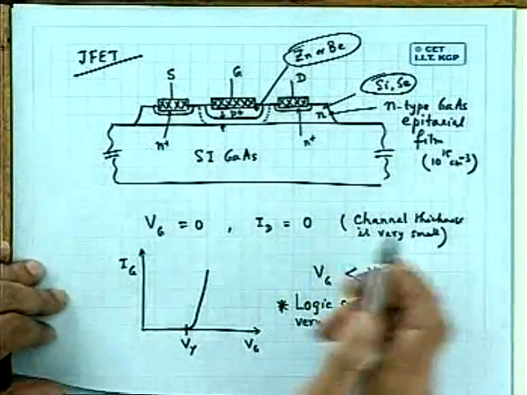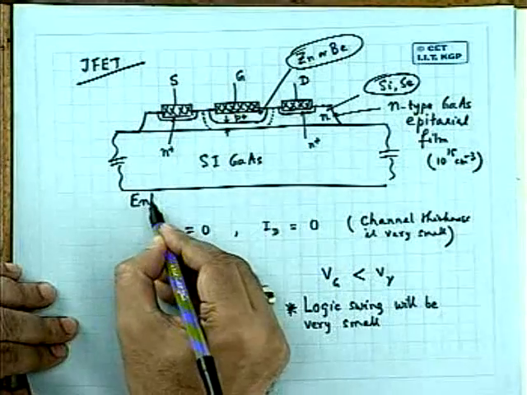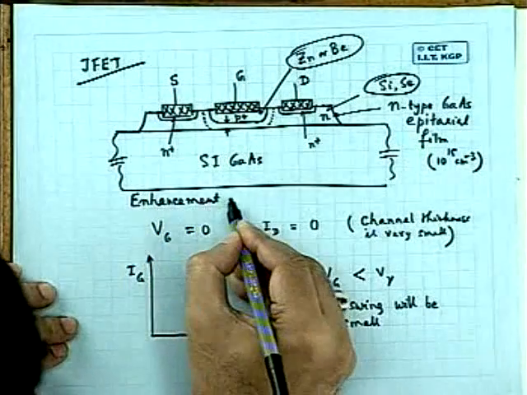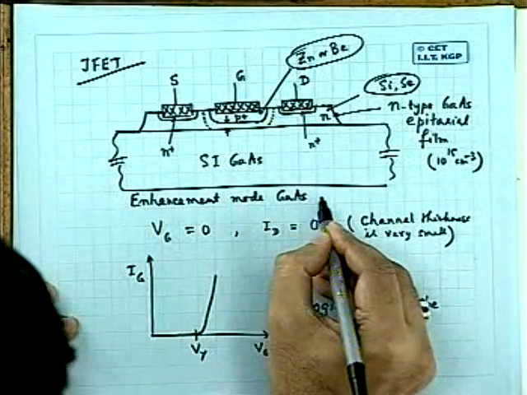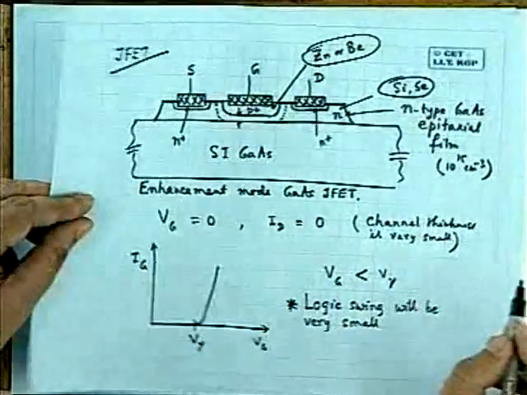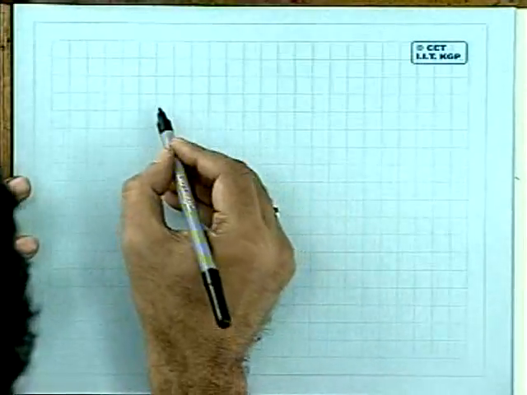But basically this is a JFET, please remember. This is not a MESFET in that sense. It is an enhancement mode device. It is also possible to realize an enhancement mode MESFET, and the structure looks like this.